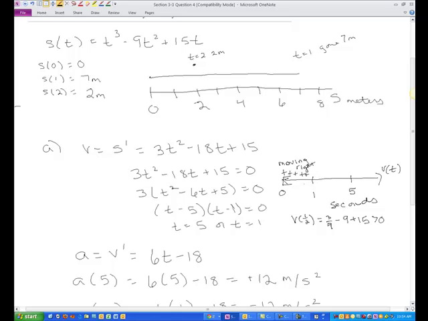It's moving to the right for the first 1 second. And that goes along with my picture up here. We know that it traveled 7 meters in the direction away from its starting point.